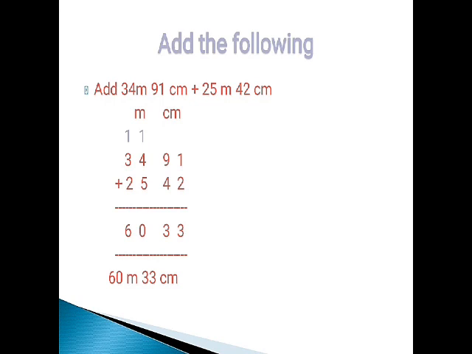So while doing addition, from which side we should start here? Yes, your right hand side. So 1 plus 2 is equal to 3. 9 plus 4 is equal to 13. Write 3 here, 1 carry over. 1 plus 4 plus 5 is equal to 10. Write 0 here, 1 carry over. 1 plus 3 plus 2 is equal to 6. So the answer is 60 meter 33 centimeter.